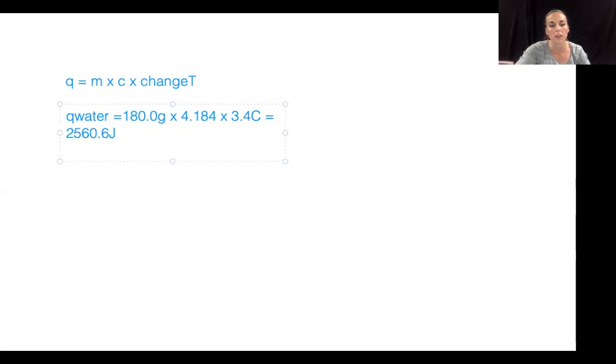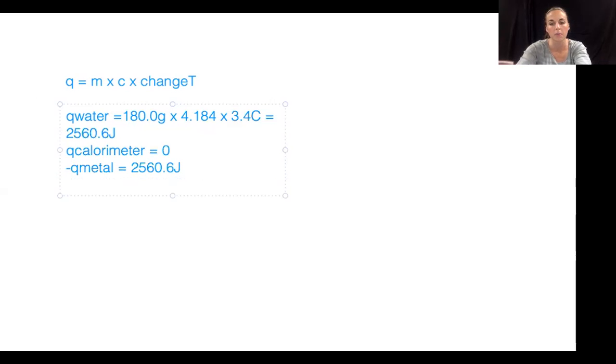Now it says to ignore the Q of the calorimeter, so that one is just going to equal 0. I'm not even worried about that one. So then remember our formula: the negative Q of the metal is going to equal the Q of water plus the Q of the calorimeter. Well, the Q of the calorimeter is 0. So it's just going to be the number for the water.